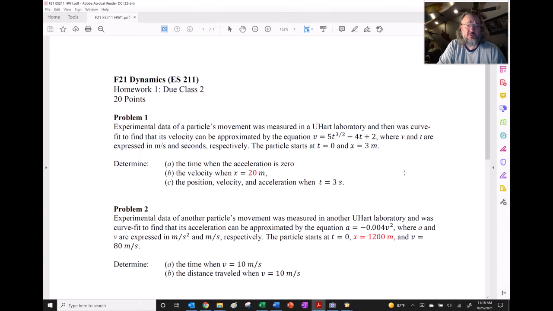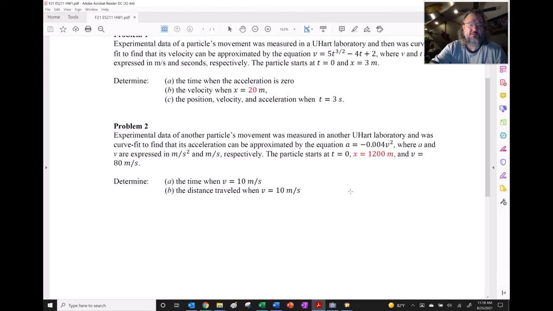Okay, so we're back. Here's problem 2 from homework 1. Let's read it together. We have experimental data of another particle's movement that was measured in another UHART laboratory and was curve fit to find its acceleration, which can be approximated by the equation a is equal to negative 0.004 v squared. That's with meters per second squared and meters per second. And the particle starts at t equals 0, x is equal to 1200 meters, and v is equal to 800 meters per second. I updated it with that 1200 because I didn't like it.